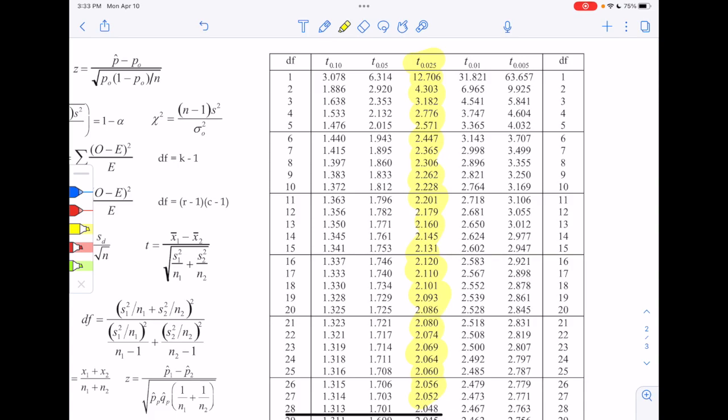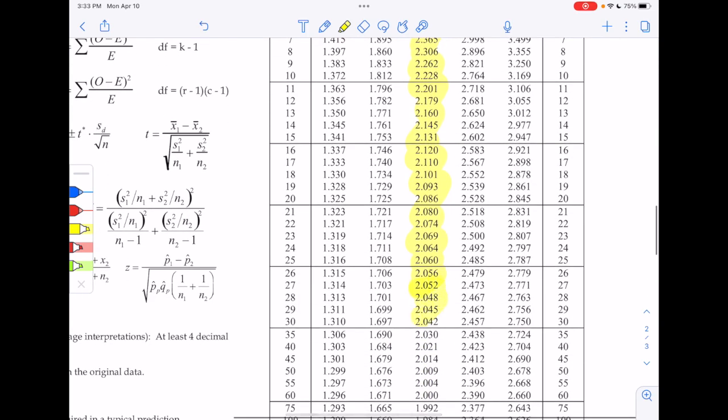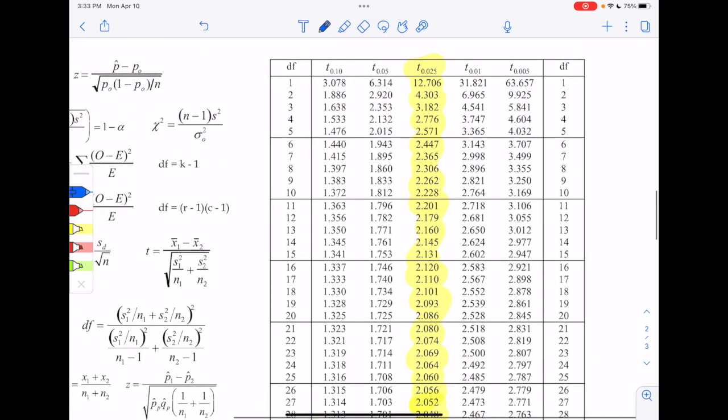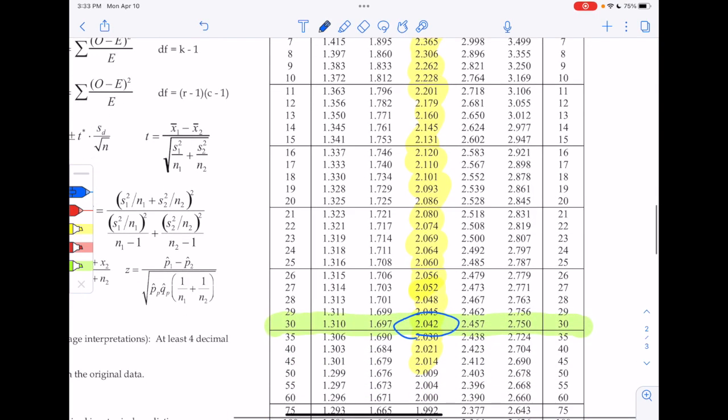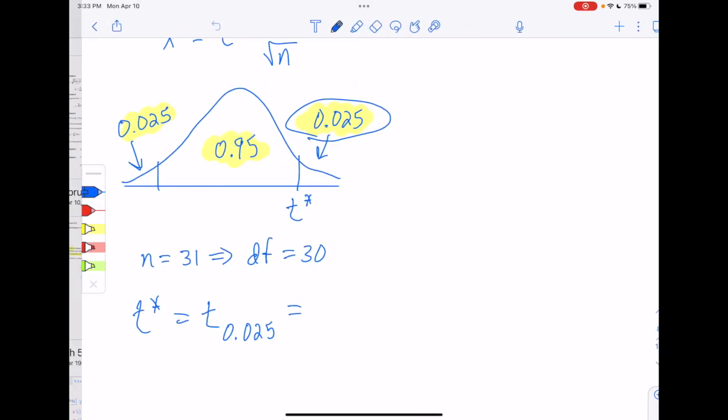And we calculated that our df was 30, so I just need to scroll down a little bit farther, get to this spot where we have the df 30 row, and where those two intersect is our t-score. So we're going to want to use 2.042 because that's from the row with a df of 30 and the t of 0.025 column. So that's going to get the job done. So again, 2.042 is what we need.